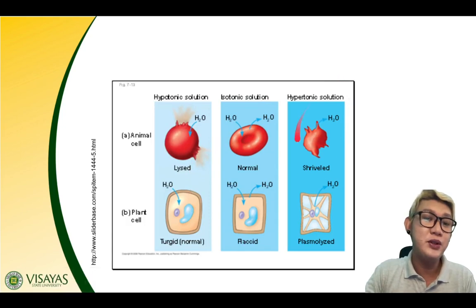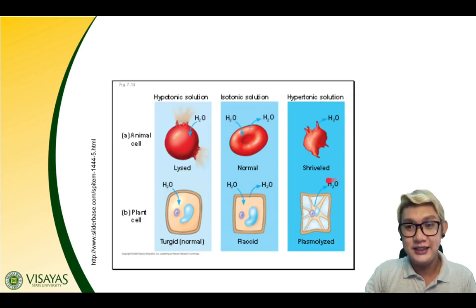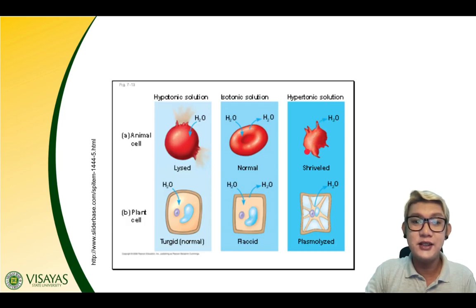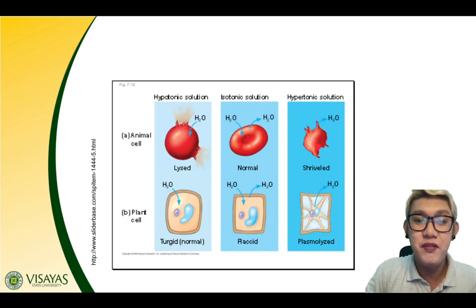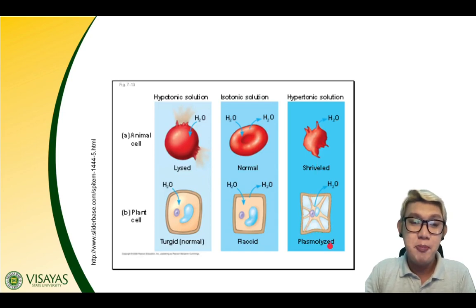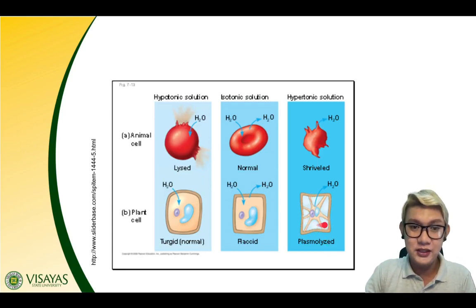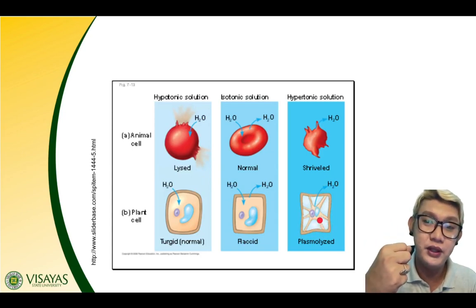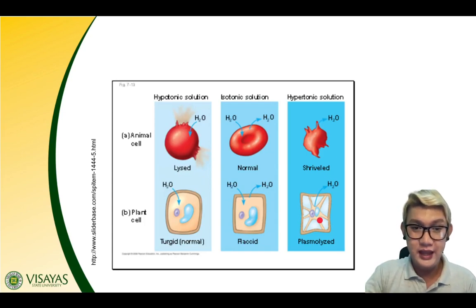In a hypertonic solution, on the other hand, solute concentration is higher outside than inside the cell. So the water from inside will go outside. So the animal cells will shrivel and plant cells will be plasmolyzed. That means because the cell wall is rigid, it's not affected, but the plasma membrane together with the cytoplasm will shrink away.